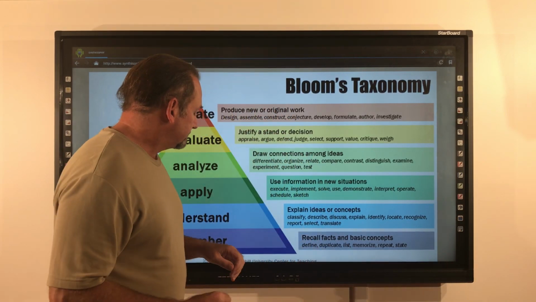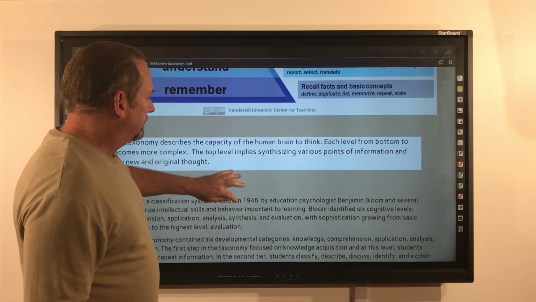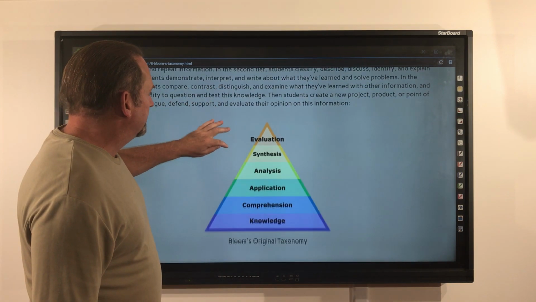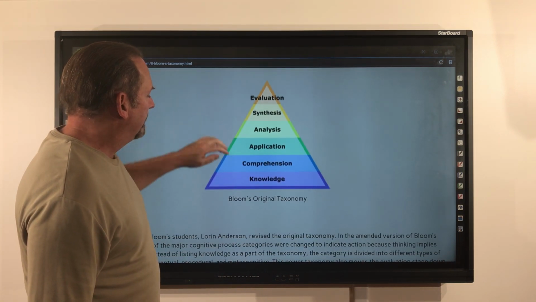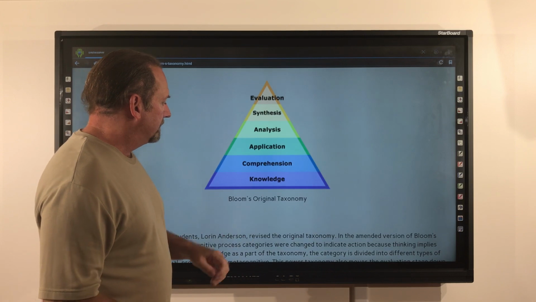Let's take a look now at a brief history of Bloom's taxonomy. Here's his original taxonomy.